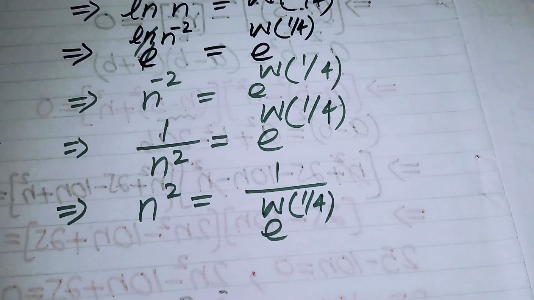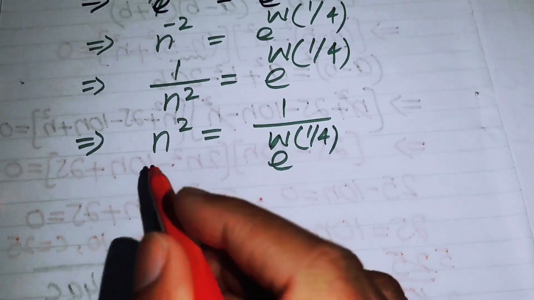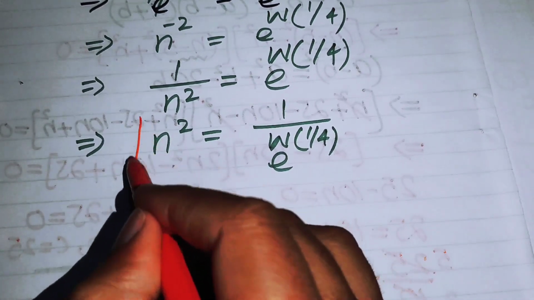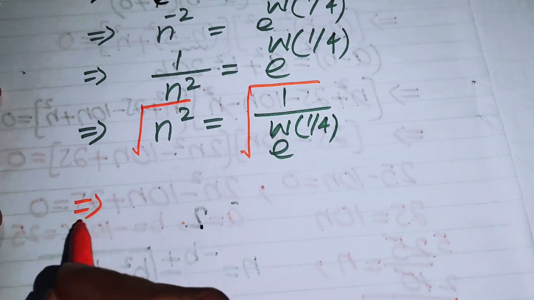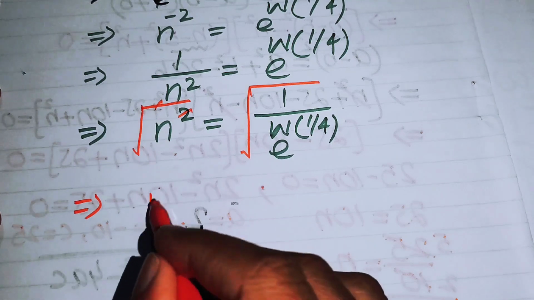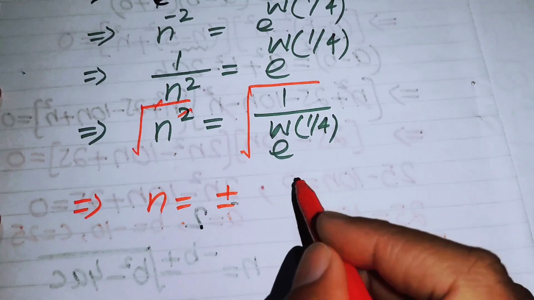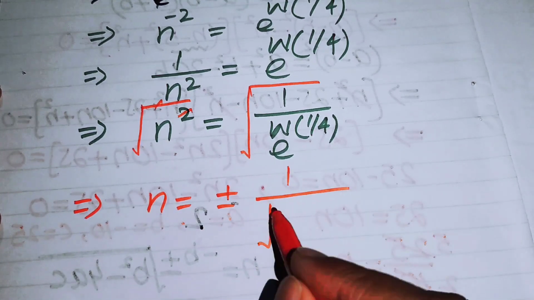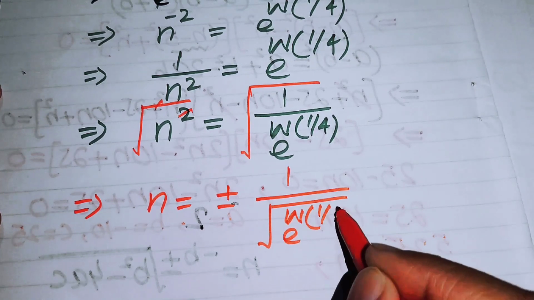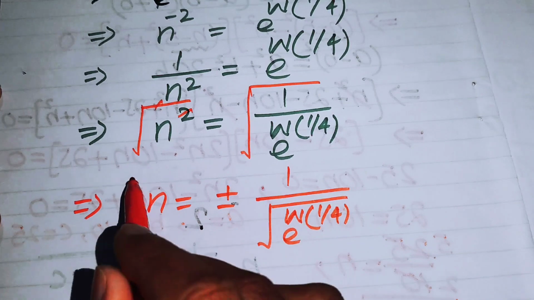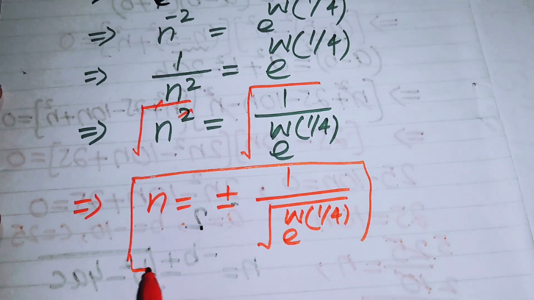So now in order to find the value of n, we need to take the square root on both of the sides, then you will obtain its output in this form. So in the left hand side you see that this 2 and square root are gone, and we get here n equals plus minus 1 over square root of e to the power of W of 1 over 4. So this is our final answer of this problem.